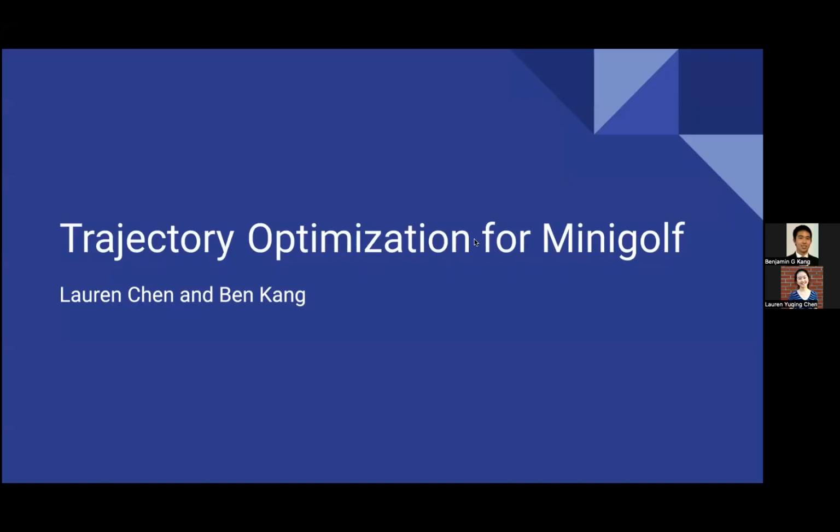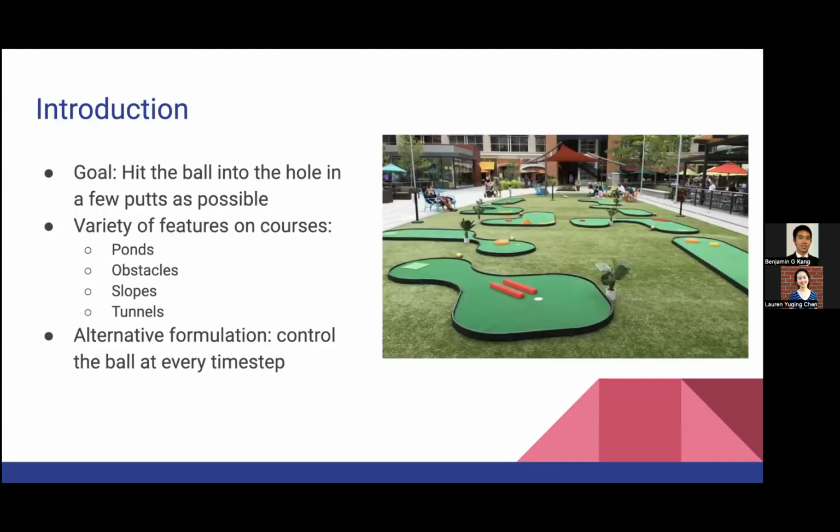Hi, everyone. Today we'll be talking about trajectory optimization for Minigolf. Since its introduction in 1916, Minigolf has become a popular game played by hundreds of millions of people worldwide. The goal of the game is simple: to hit the ball into the hole in as few putts as possible. However, it's actually a very difficult task to master.